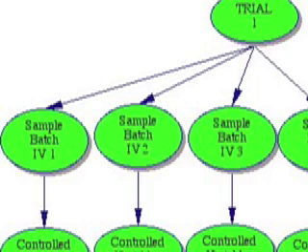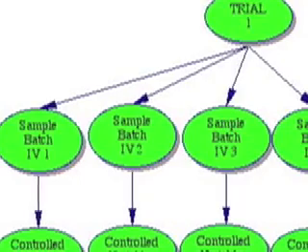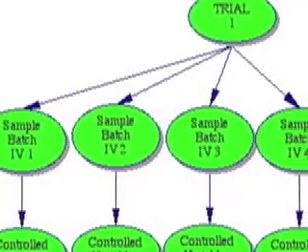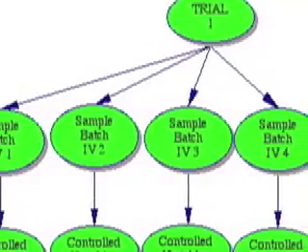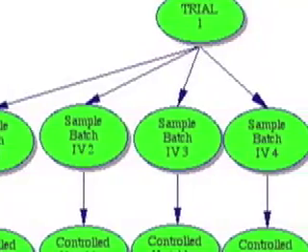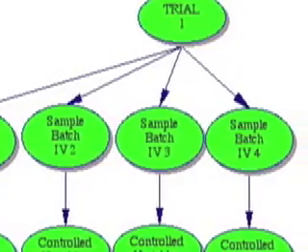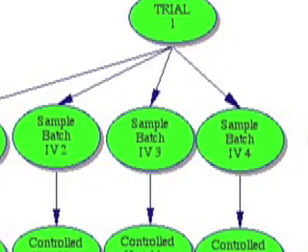Independent variables are what we change in the experiment. Earlier we mentioned the color of light. We could have one sample batch, number 1 with red, number 2 with yellow, number 3 with blue, and number 4 with green light. And it's important to remember to have plenty of samples of each different type of independent variable.